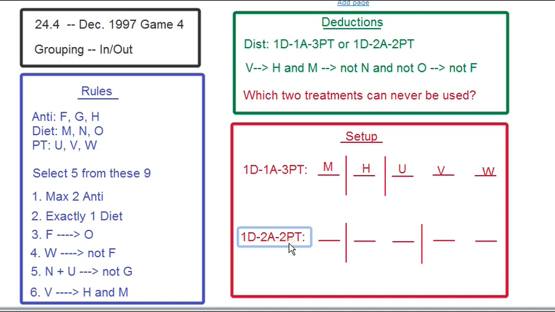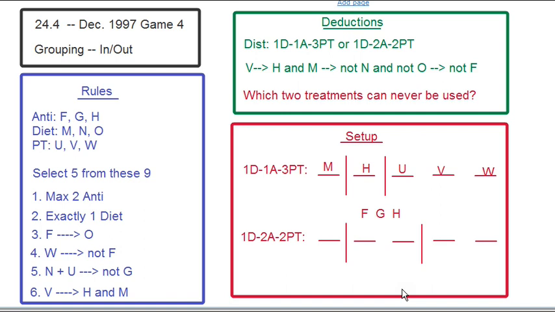One dietary regimen, two antibiotics, two physical therapies. So now I need two antibiotics, and this is where we're going to put them, okay? So remember, the antibiotics are F, G, and H. So we need to choose two of these. And theoretically, we could just go FG, FH, or GH, right? There are three ways we could do it. But it turns out that not all of those are going to work out. Okay, so let's just look at it really quickly.